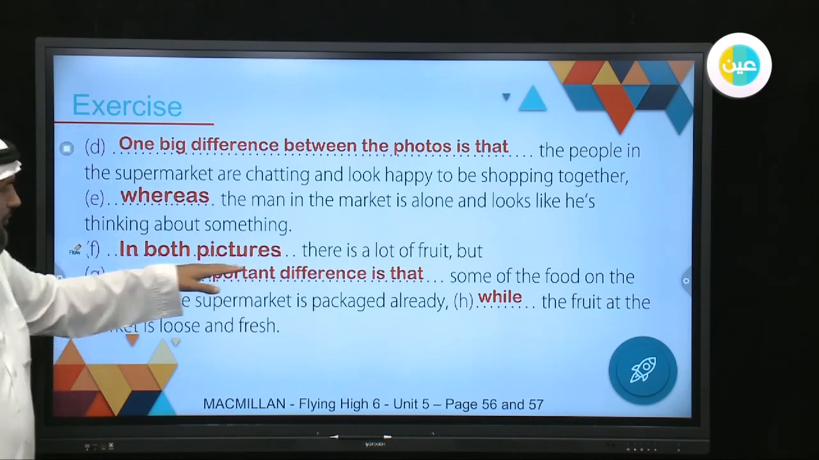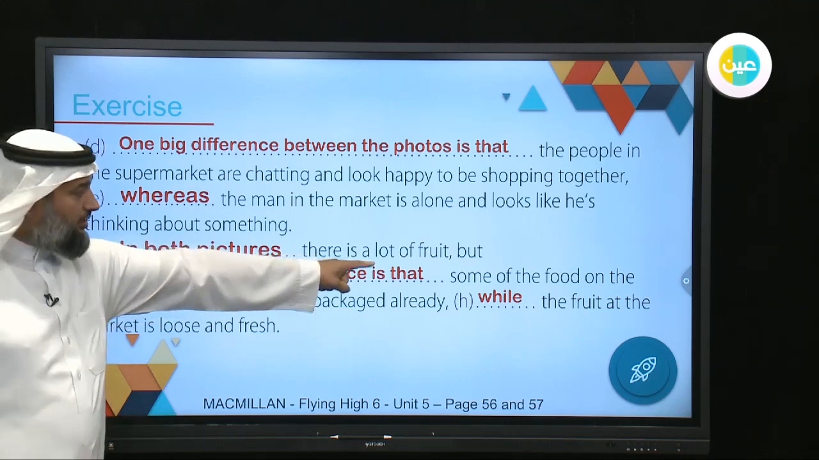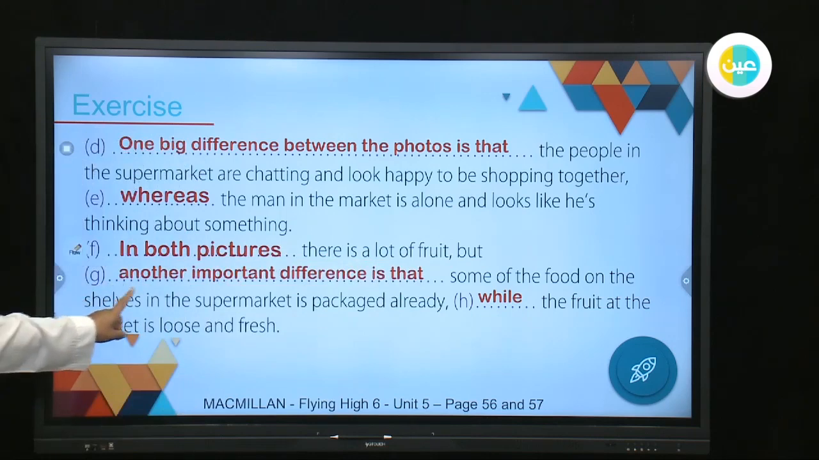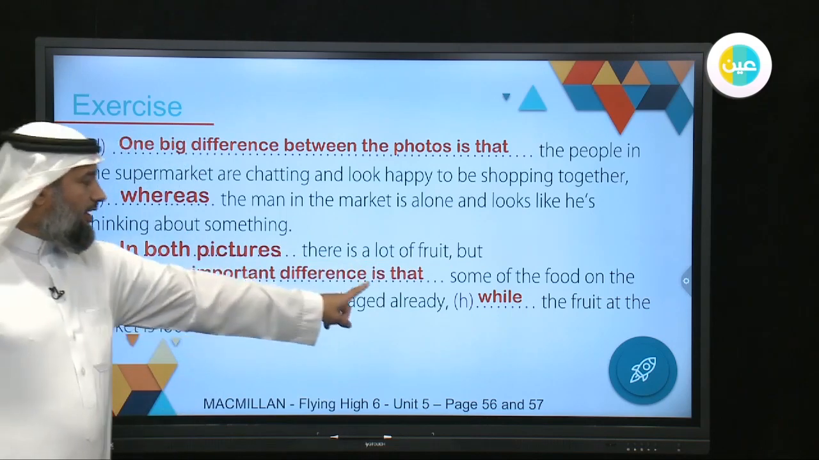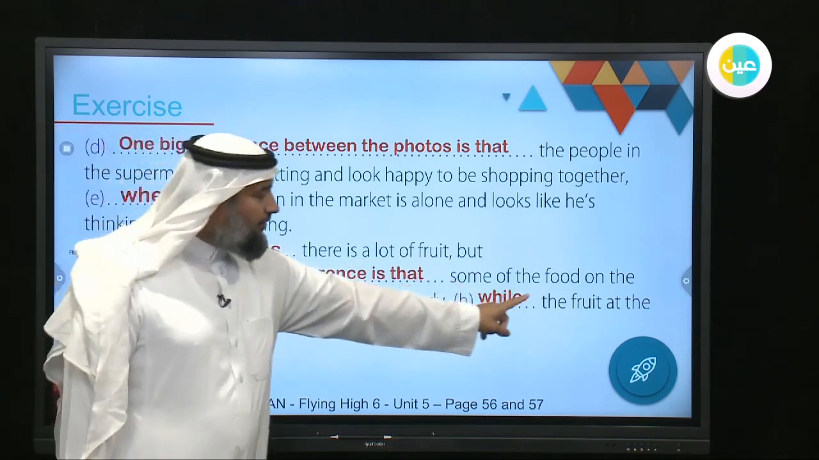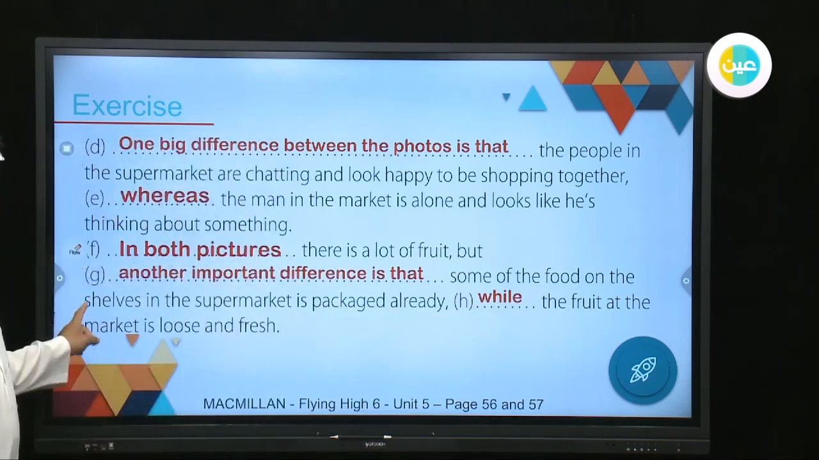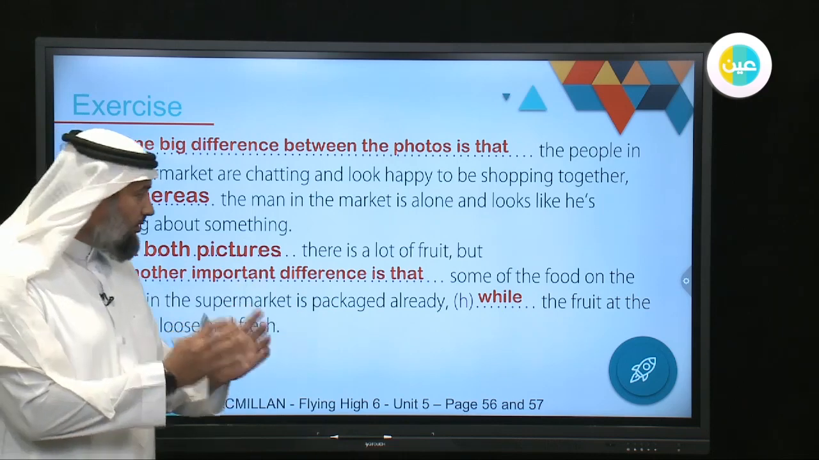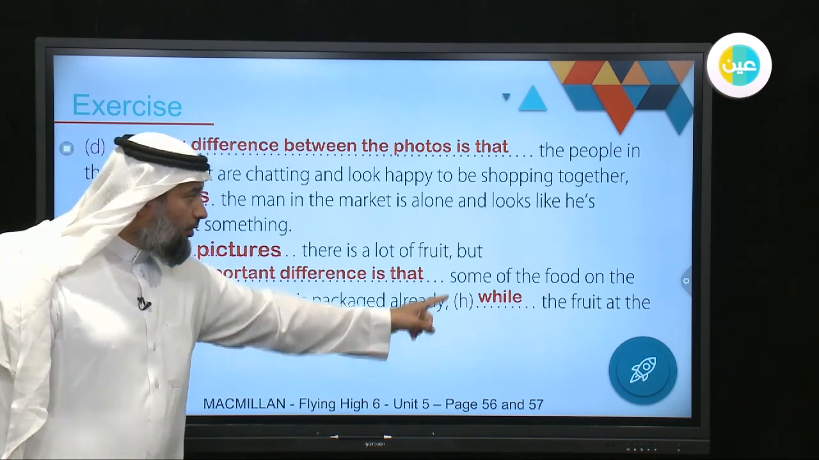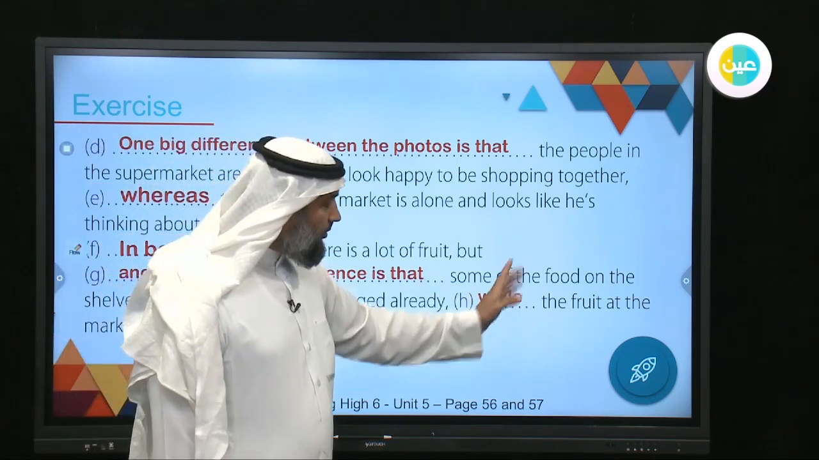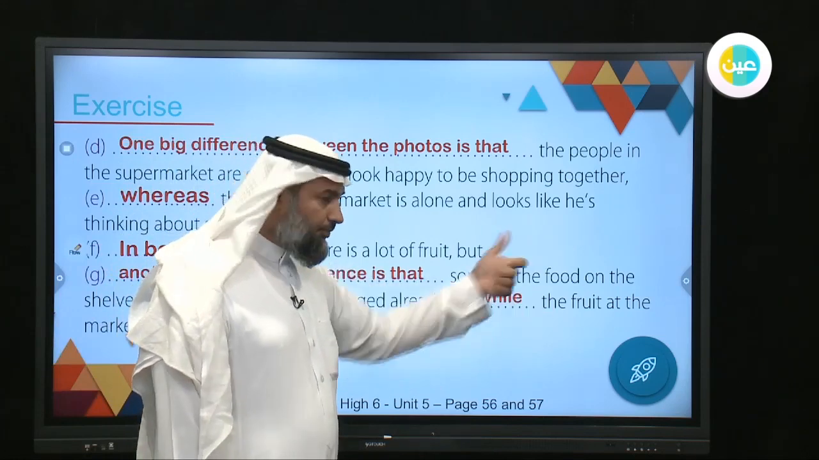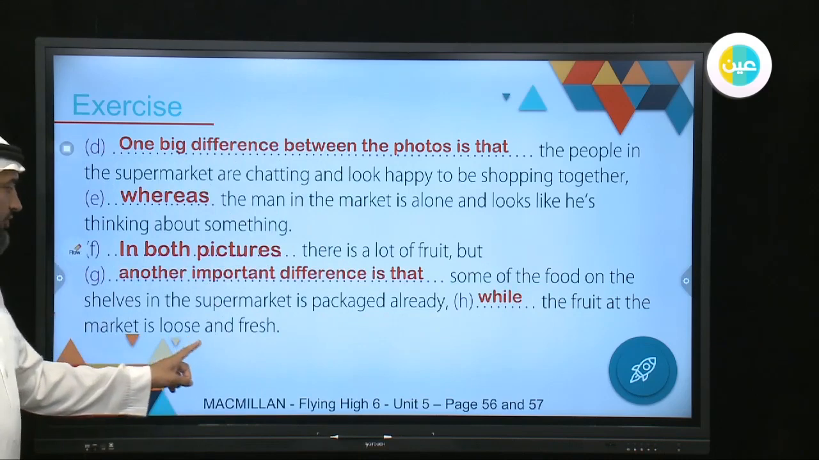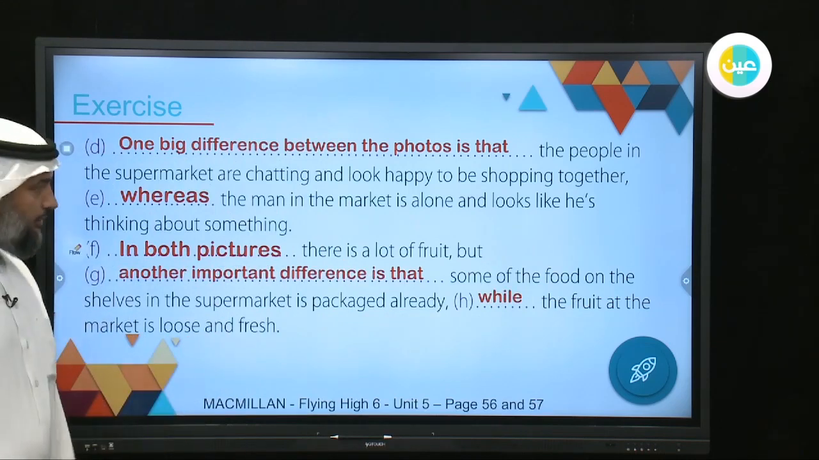Now in this one, in both pictures, there is a lot of fruit. But another important difference is that some of the food on the shelves in the supermarket is packed already. While on the other hand, the fruit at the market is loose and fresh. Okay.